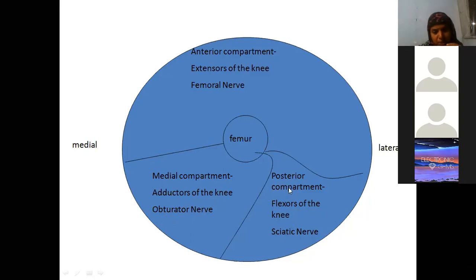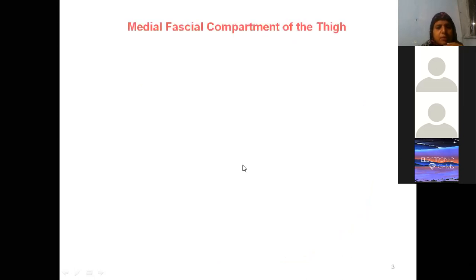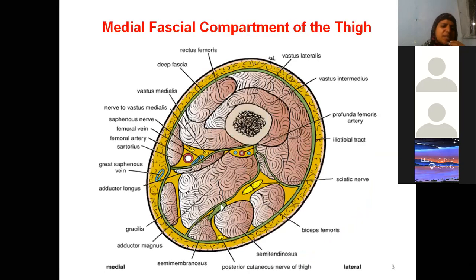Imad, what are the posterior compartment muscles? Okay, Hema. Semimembranosus, semitendinosus, biceps femoris, and the hamstring part of adductor magnus. That is the posterior compartment. In the posterior compartment, the nerve supply comes from the sciatic nerve. So this is again the same picture.